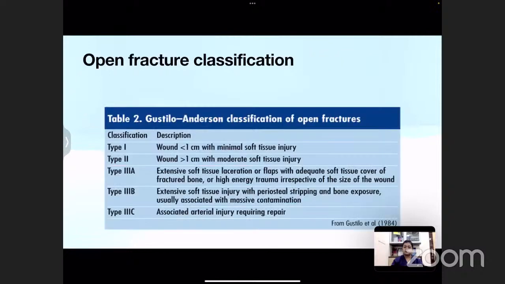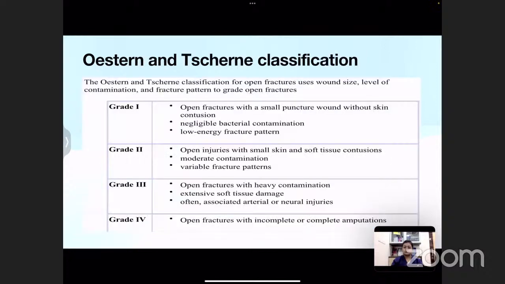And we all know the Gustilo classification for open fractures. Pertaining to this injury, it is a Gustilo type 3B injury. And coming to the Sharin classification, it's an open fracture with contamination, and it is around grade 2.